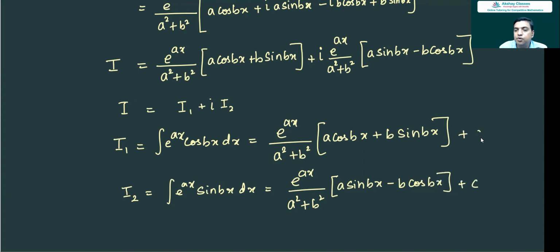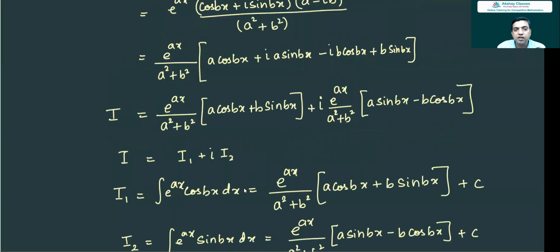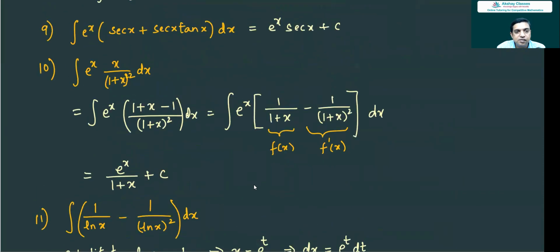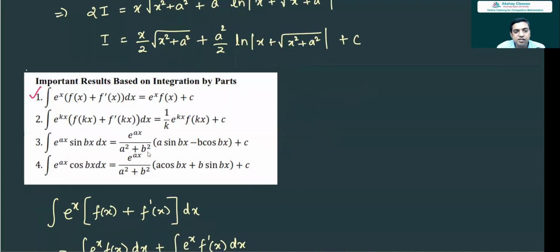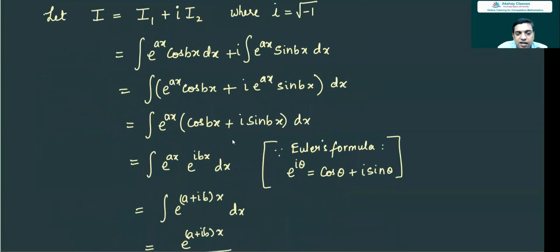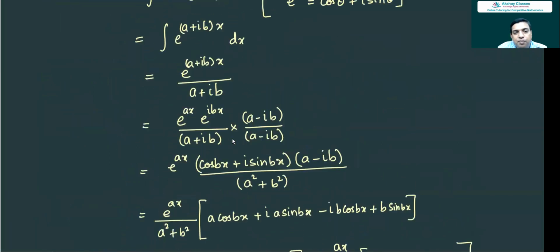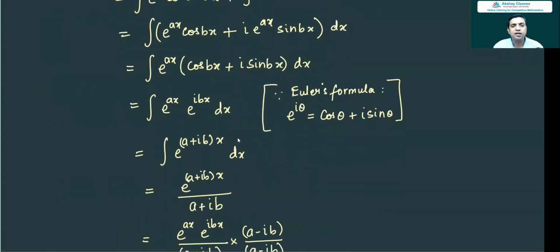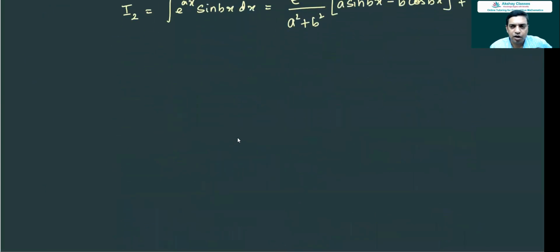So add C both sides. So that's the result. If we see, this is the result: a sin bx minus b cos bx plus c. I didn't use integration by parts or anything. I just used the concept of complex numbers and solved this problem. Okay. So we'll end with the integrals here.